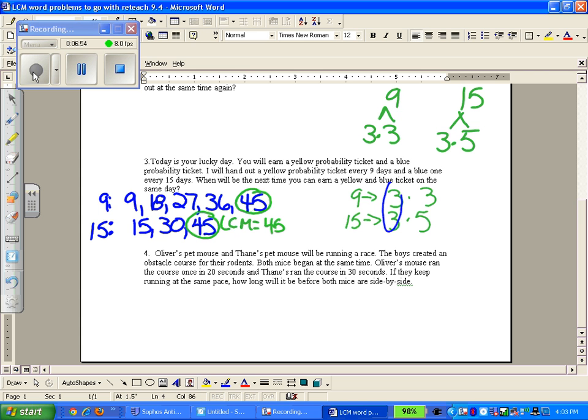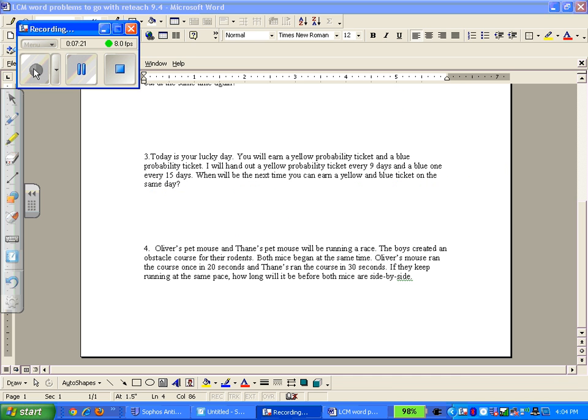I can only use these once. This is what they have in common, the two 3s. So I'm going to use that once when I multiply. So now I'm going to multiply 3 times this 3 times this 5. And 3 times 3 is 9. And 9 times 5 is 45. So every 45 days you can earn a yellow and a blue probability ticket on the same day. And that's using the least common multiple to help you solve that problem.